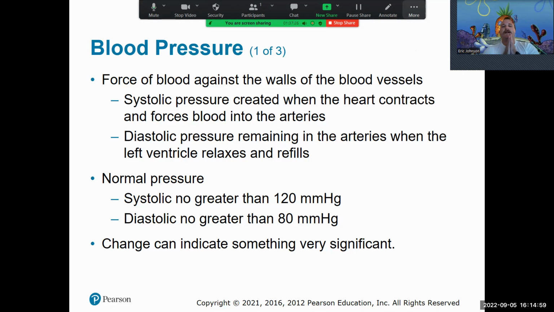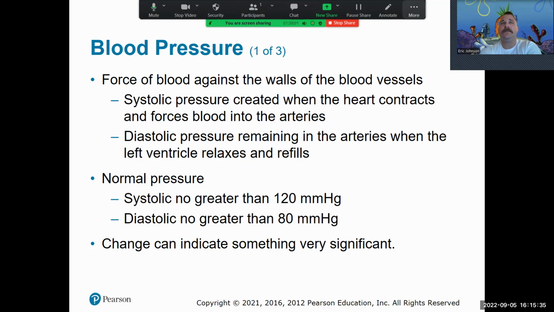So let's talk about blood pressure. What is blood pressure? Your blood pressure is the amount of force, and I'm going to read it directly off the slide here, that is pushed against the walls of the blood vessels as the heart pumps blood through it. So what you're measuring is the amount of pressure that is exerted on the walls. There are two aspects of every blood pressure, the systolic and diastolic pressure. The systolic, or top number, is created when the heart contracts and forces blood into the arteries.